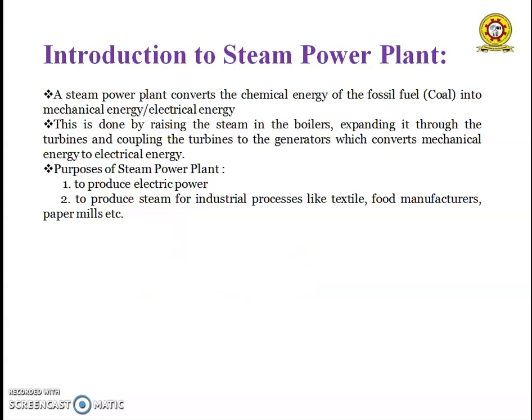Introduction to steam power plant. A steam power plant converts the chemical energy of the fossil fuel, that is coal, into mechanical energy and electrical energy. This can be done by raising the steam in the boilers, expanding it through the turbines and coupling the turbines to the generator, which converts mechanical energy into electrical energy.